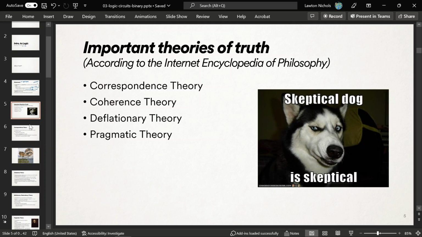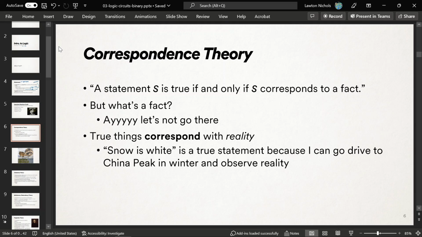Okay? The first one is called correspondence theory. This is what the correspondence theorists believe. A statement S is true if and only if S corresponds to a fact. This is a fancy logical term, if and only if. You'll see that again. So the correspondence theorists think that something is true only if it's a fact, right? Fact. That's the main word here. And then we have to define fact, and I don't want to go there, so we're just going to leave it at that.